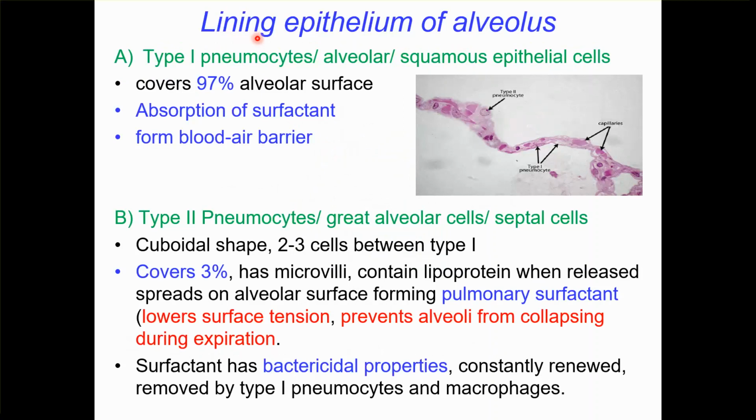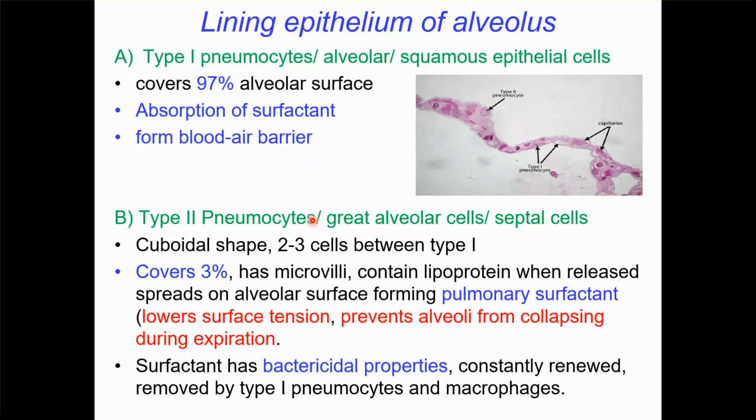Further, moving on to the lining epithelium of the alveolus, which is type 1 pneumocyte, also called alveolar cells or squamous epithelial cells. It covers 97% of the alveolar surface. It helps in the absorption of surfactant, and it forms the blood-air barrier.